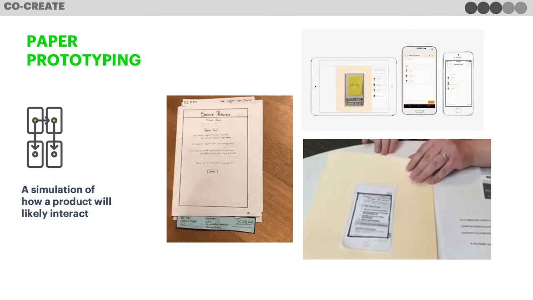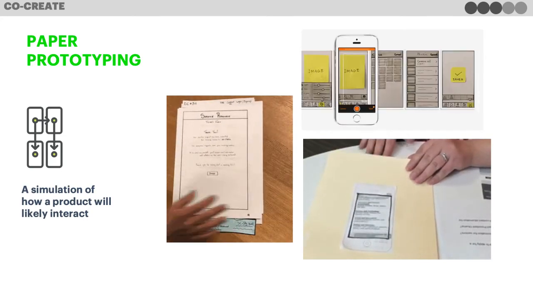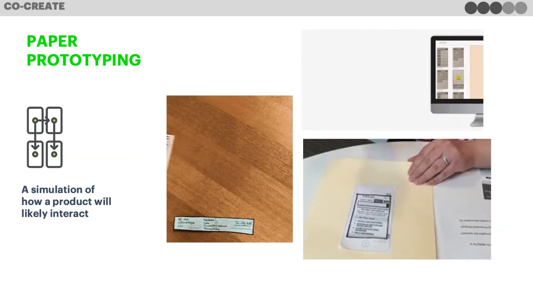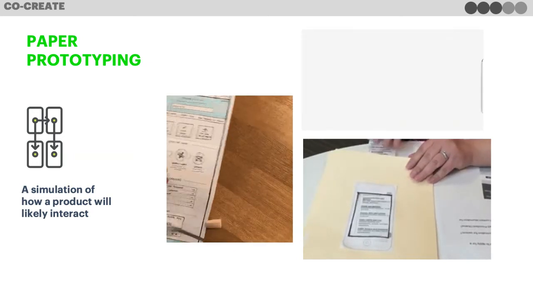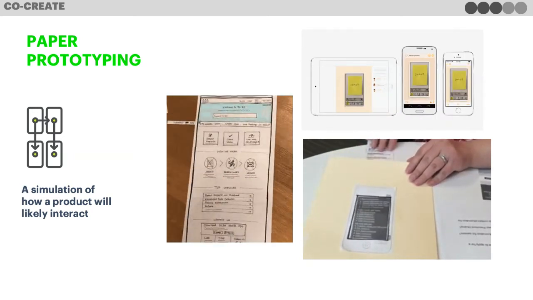And from there, they can get a good idea of what changes should be made based on the user's journey, like if certain button placement should be moved and other details like that.